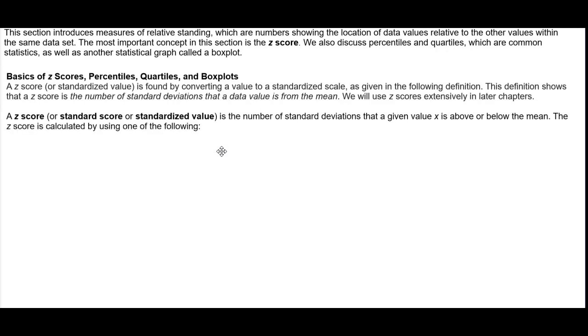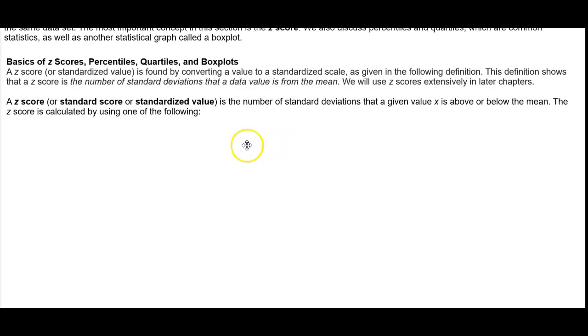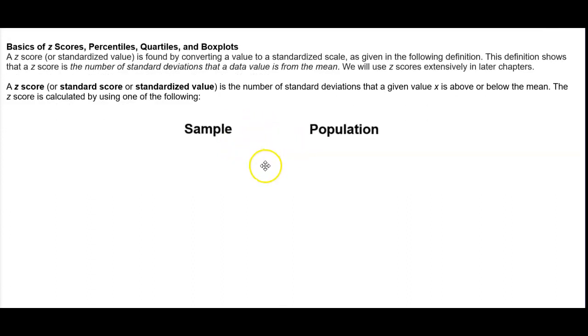So here's a definition. A z-score, or standard score, or standardized value is the number of standard deviations that a given value x is above or below the mean. The z-score is calculated by using one of the following formulas.